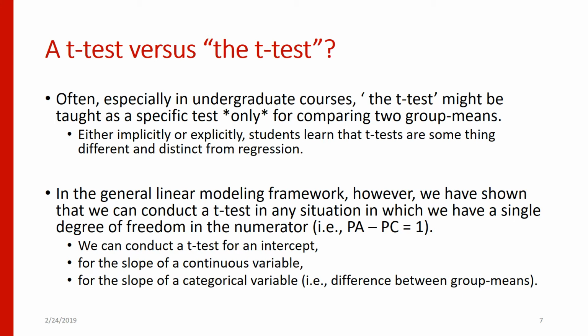Well, as we've shown in some of the models we've built throughout the course, we can conduct a t-test in any situation where we have a single degree of freedom in the numerator, right? So using the general linear modeling framework, we can use a t-test anytime the difference in the parameters in model A and the parameters of model C is 1. If it's greater than 1, we'd need to use an analysis of variance and an F-test. But we can always do a t-test anytime PA minus PC is equal to 1. So this means that we can conduct a t-test for an intercept. We can conduct it for the slope of a continuous variable, as we have done before, and we can conduct it for the slope of a categorical variable in order to ascertain the difference between two group means.